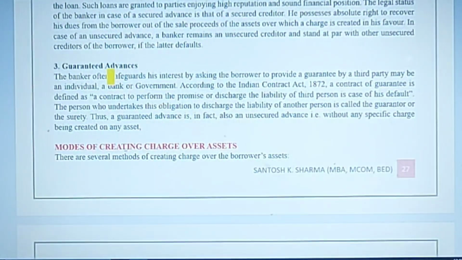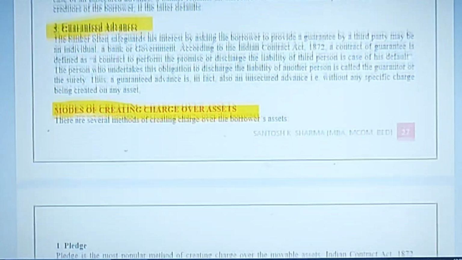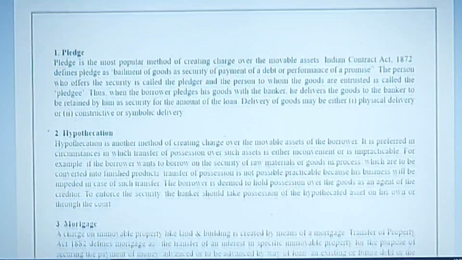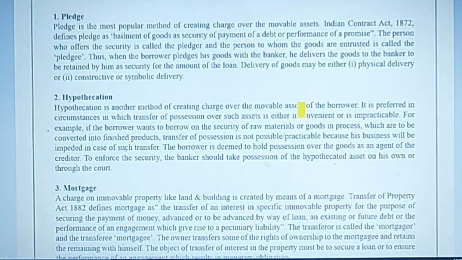One more type of advance is the guaranteed advance. This is also popularly used by the banks. The next topic is modes of creating charge over assets. When we put our assets as a pledge, I mean as mortgage, what are the different claims that the bank can make on our assets?